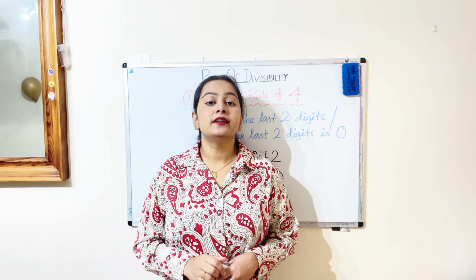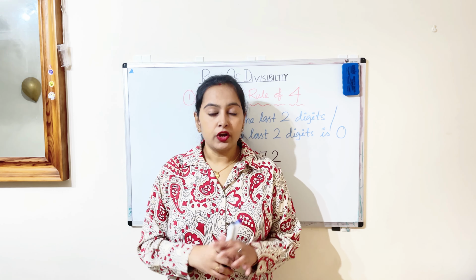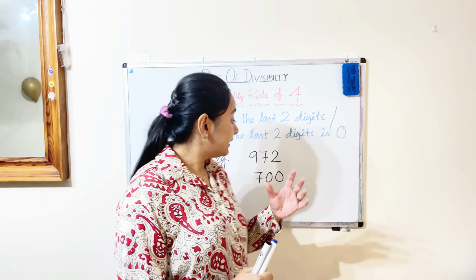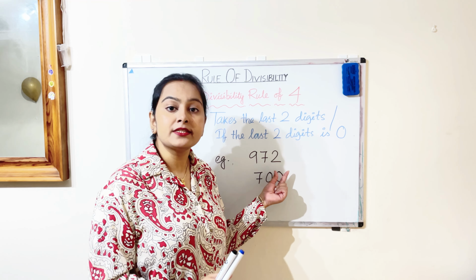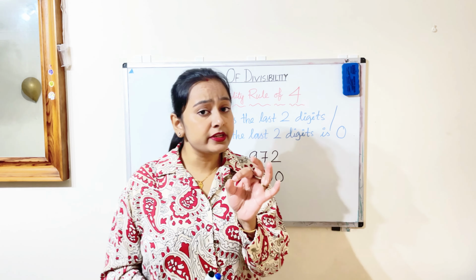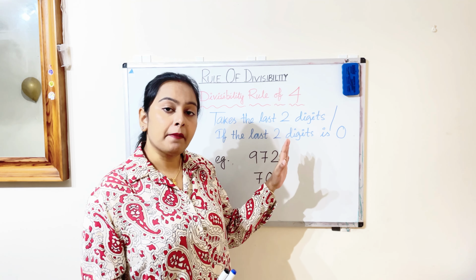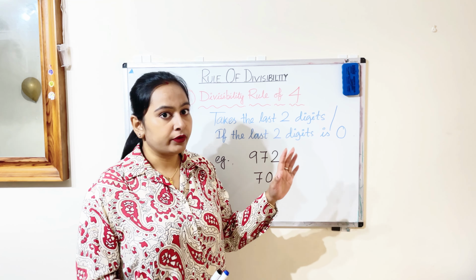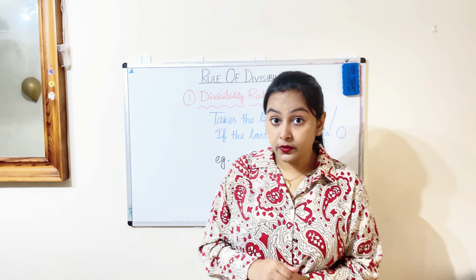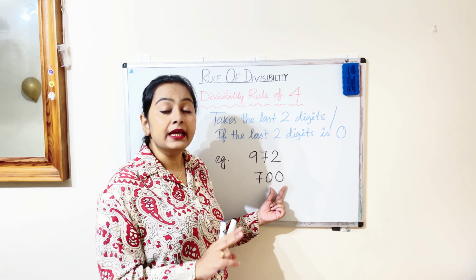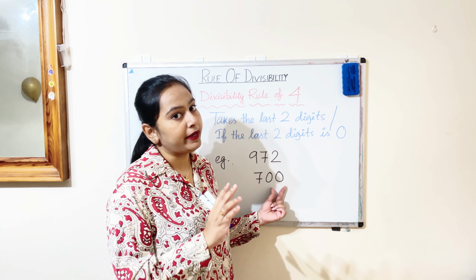Now we'll discuss the divisibility rule of 4. What is the divisibility rule of 4? We have to focus only on the last two digits of a given number. If the last two digits are divisible by 4, then that number is divisible by 4. Another condition is also there: if the last two digits are double 0, then that number is divisible by 4, right?